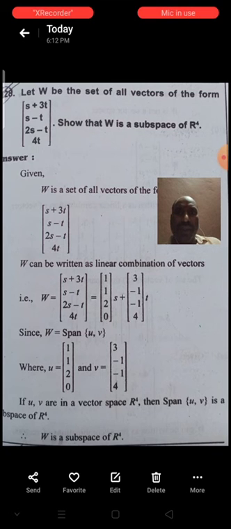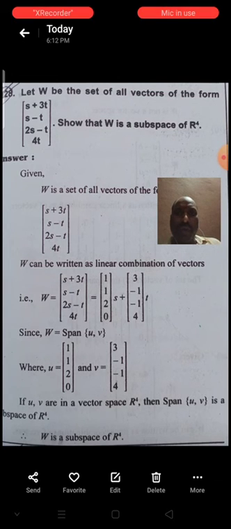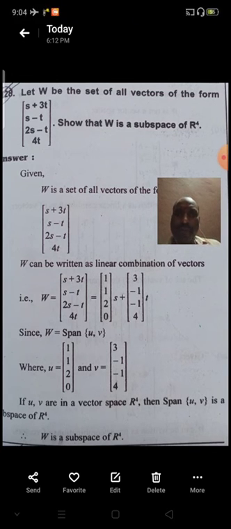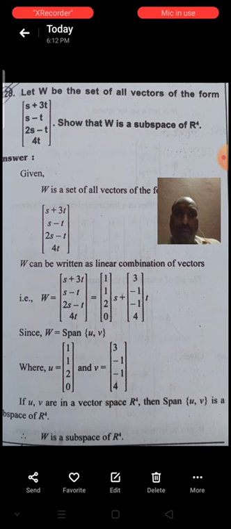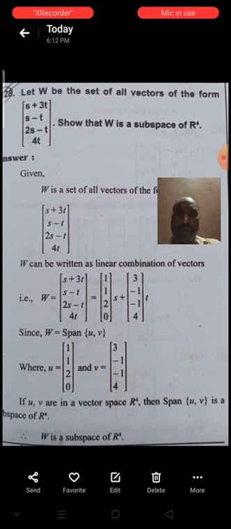the 4 by 1 matrix with entries s plus 3t, s minus t, 2s minus t, 4t. Show that W is a subspace of R power 4.